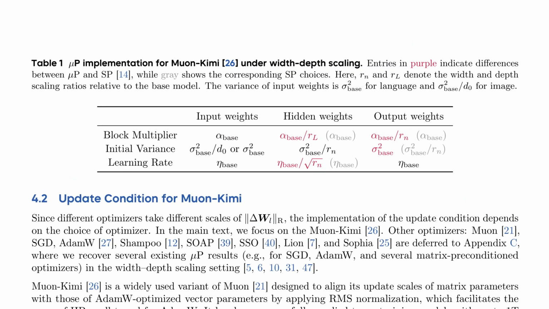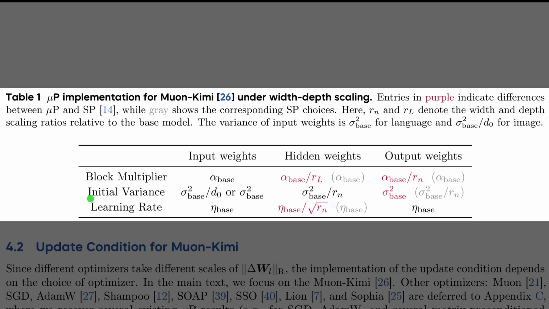Table 1 translates the theory into a concrete recipe for the Muon-Kimi optimizer. The columns split the parameters by layer type, and the entries in purple show exactly how the spectral method adjusts values compared to standard scaling. For the hidden weights in the middle column, notice that the block multiplier must scale down by RL, the depth ratio. This inverse scaling is what prevents feature explosion in deep networks.